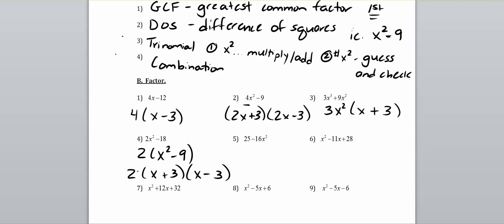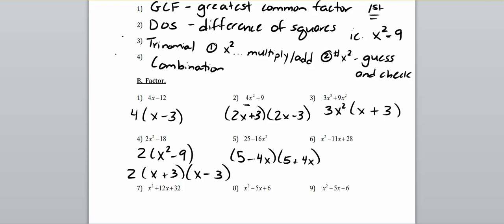All right, number 5, I have 25 minus 16x squared. Even though it's kind of in reverse order, I still have a difference of perfect squares. Just be careful when you factor this to put it in the right way, meaning if 25 is the left term, then I want to put my 5 on the left side of my parentheses when I take the square root. When I have 16x squared, I want to put 4x on the right side of the parentheses and make 1 plus and 1 minus.